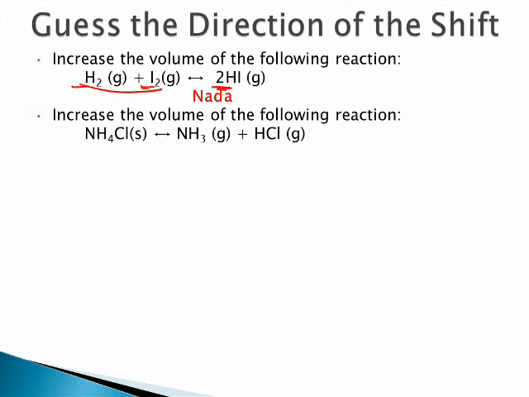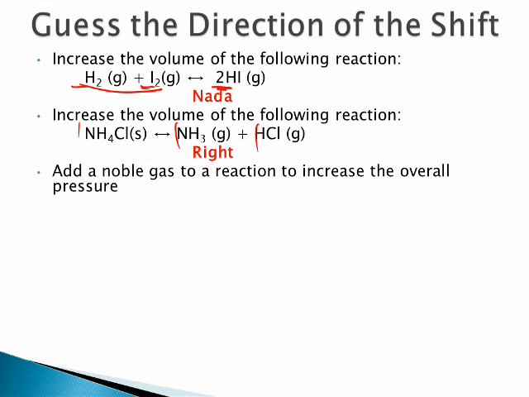How about if we increase the volume of the following reaction? Increase the volume, decrease the pressure. Right. Because if we decrease the pressure, the one with the most molecules, there's 2 moles here and 1 molecule there, so it shifts to the one that increases the pressure. Add a noble gas to the reaction to increase the overall pressure.